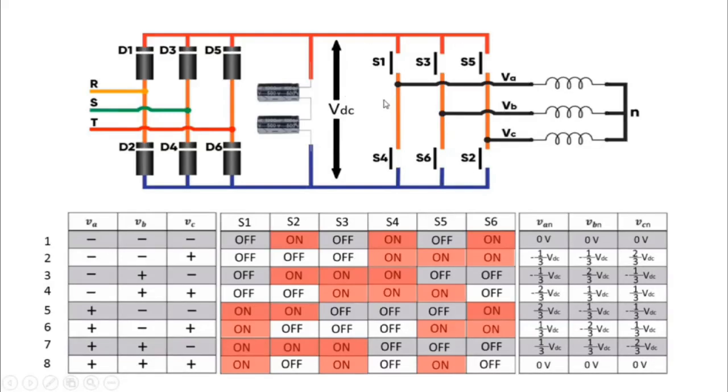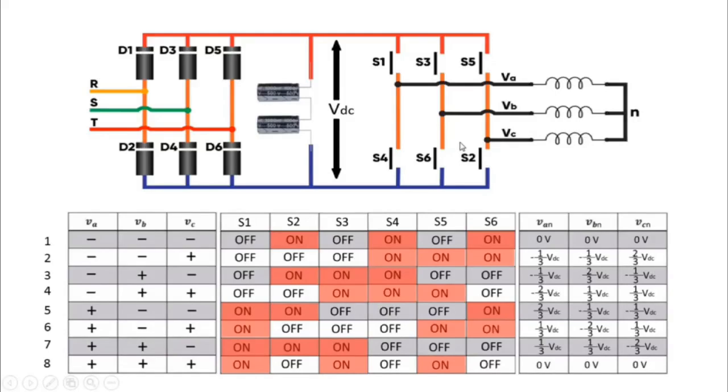Here, a number of switches are used, and in practice we use IGBTs for this purpose. A very important point about these switches is that they operate in pairs in a complementary, NOT manner. That is, S1 and S4 are complementary to each other. S3 and S6 also operate in a complementary way. S5 and S2 are also complementary to each other.